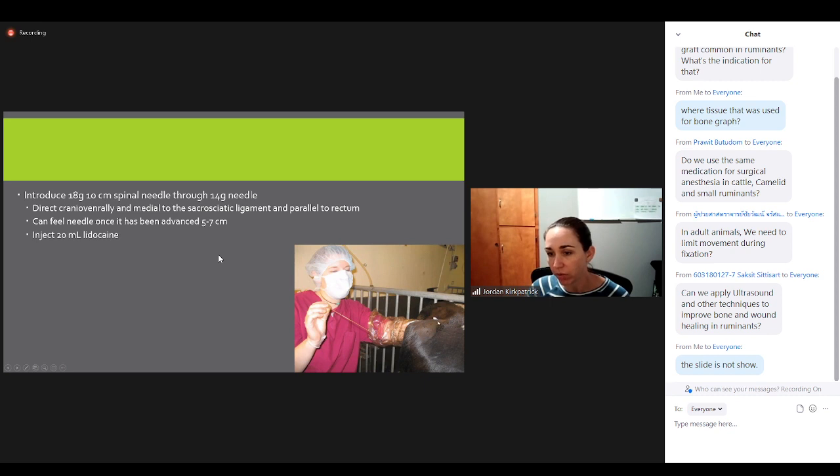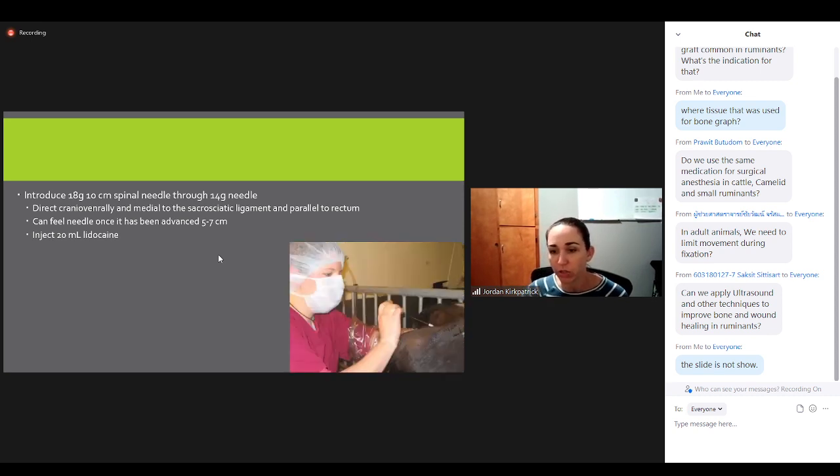The next step, we have the 14 gauge needle here, and then we take a long spinal needle and insert it into that 14 gauge needle. That's basically a stylet, and you'll advance it all the way in. The importance of having your hand in the rectum is you want to make sure that the needle doesn't go into the rectum. You don't want to penetrate the rectum while you're doing this. The needle is directed cranioventrally, as you can see how this person is doing it.